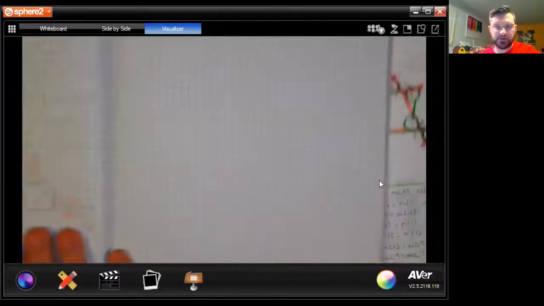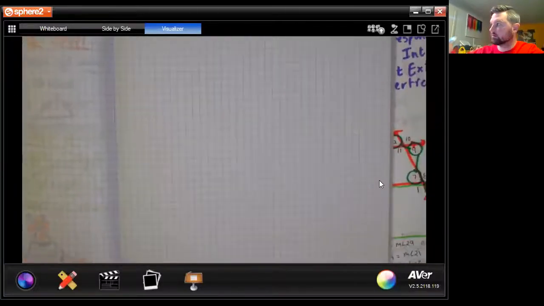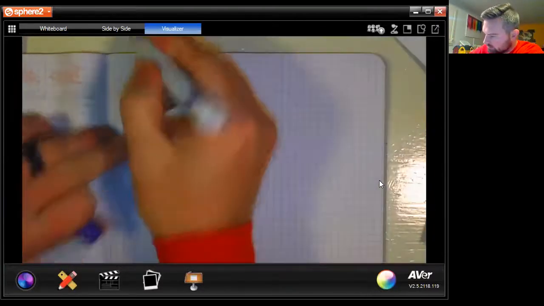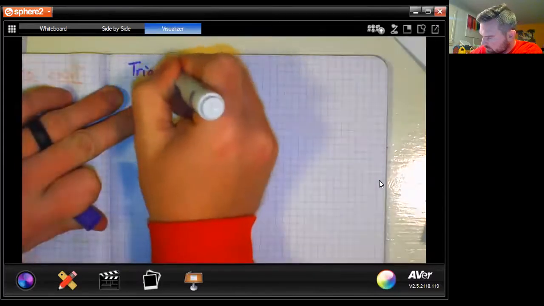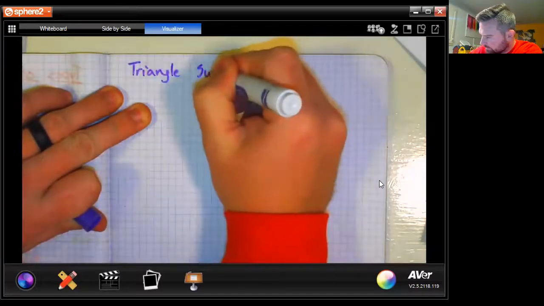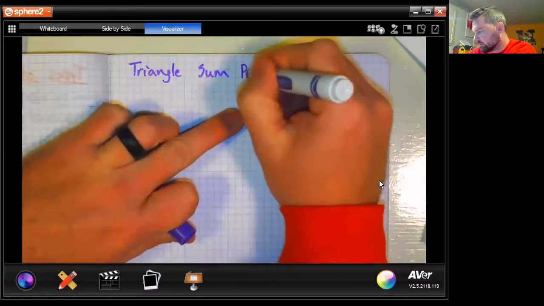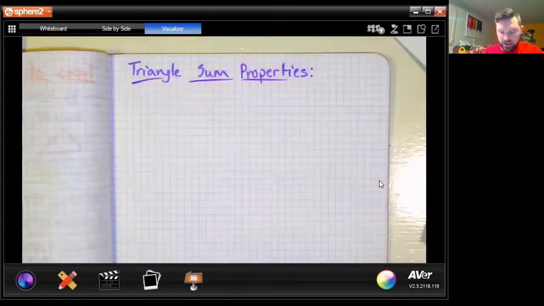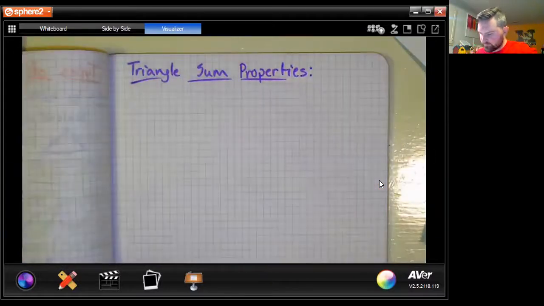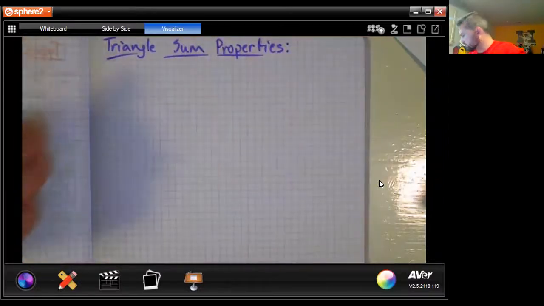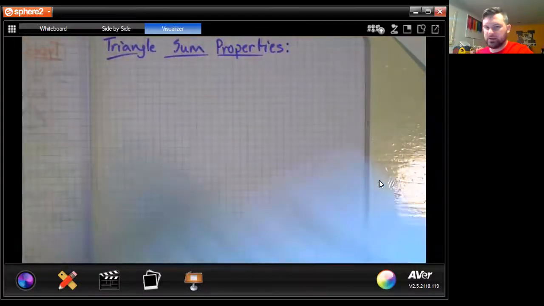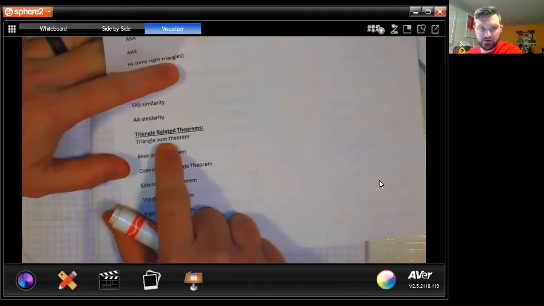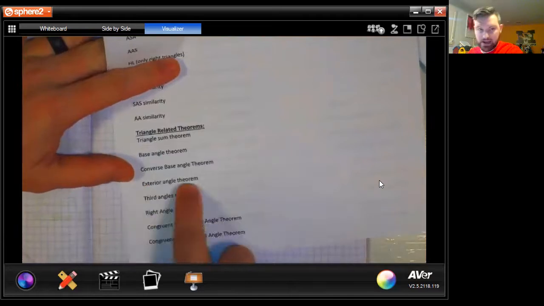Okay, here on page 53, we're going to title it Triangle Sum Properties. Okay, and we had two of them. If we look at the valid list of reasons, I think they're on the back. We had the triangle sum theorem, and then we had the exterior angle theorem.